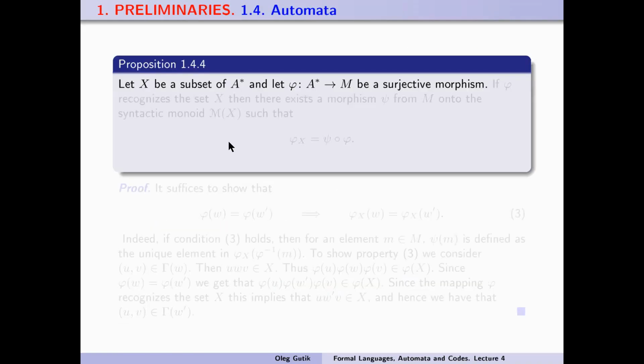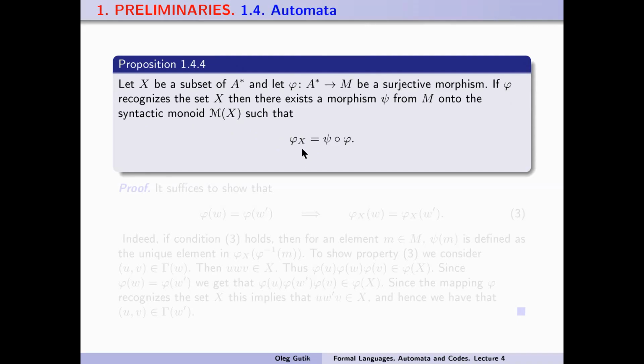Proposition 1.4.4. Let X be a subset of the free monoid A star, and let phi be a surjective morphism from A star to the monoid M. If phi recognizes the set X, then there exists a morphism psi from M onto the syntactic monoid M of X, such that the following equality holds: phi sub X is equal to the composition of phi and psi. We shall prove this proposition.